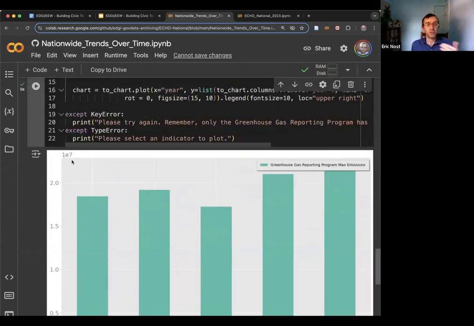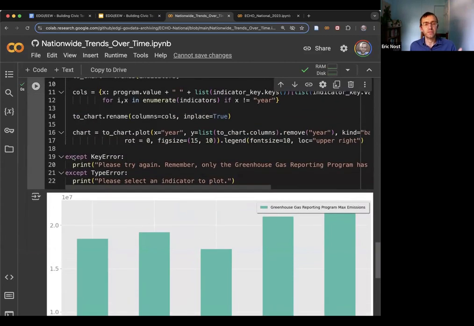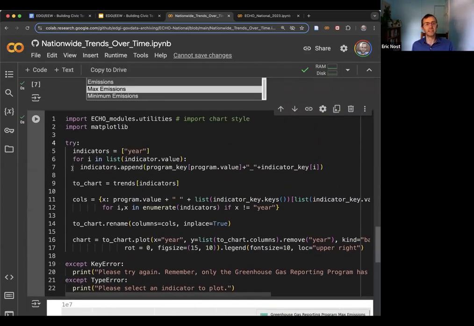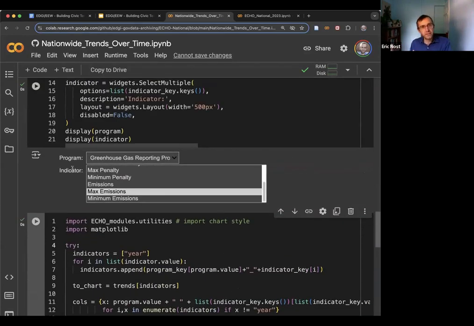So this is a very short notebook compared to some of what we've produced in the past, but this gives us a sense of not just facility by facility what challenges and enforcement of and compliance with environmental protection laws might look like, but what this looks like overall across the nation. And in our next event in a couple of weeks, we'll actually break this down congressional district by congressional district. And this concludes the Nationwide Trends Over Time demo.